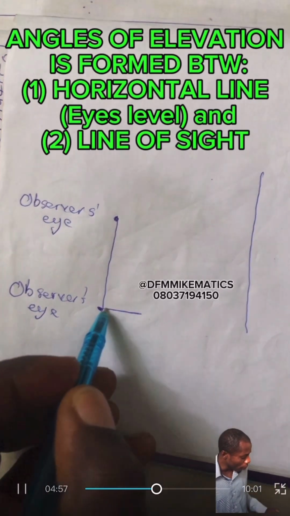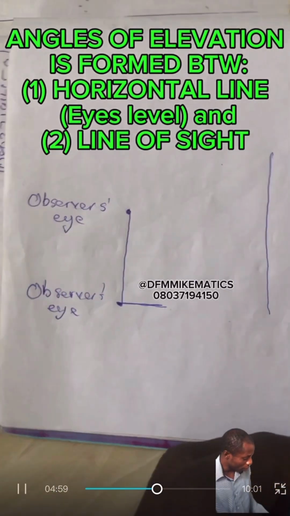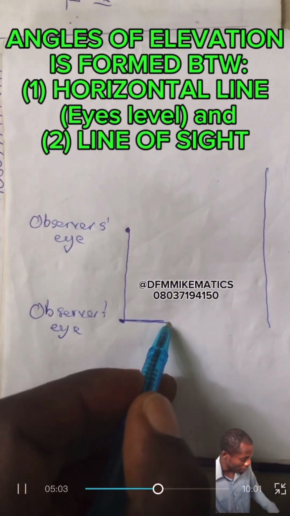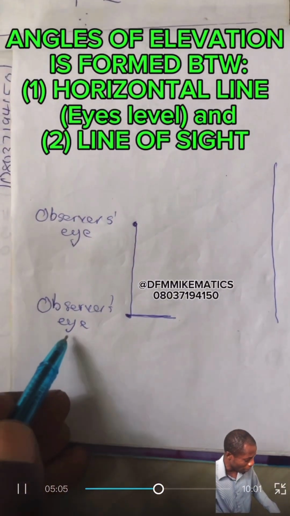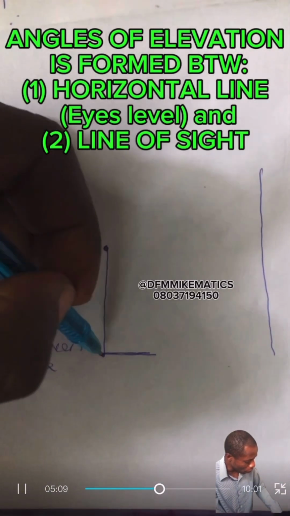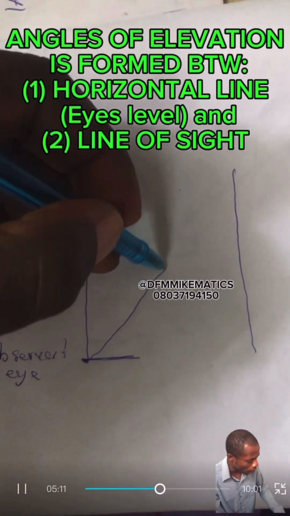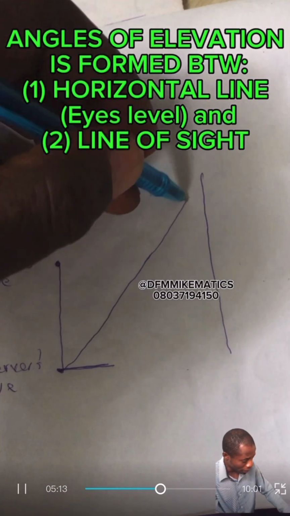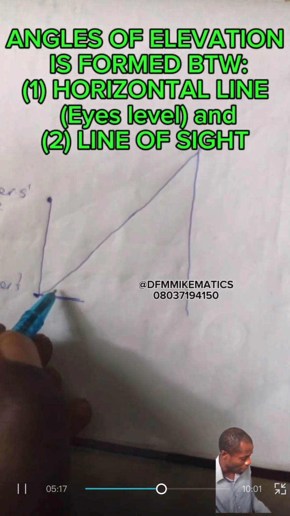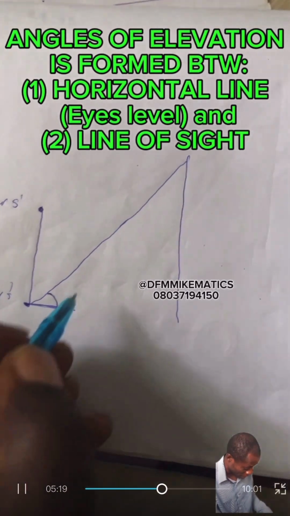Okay, so from the bottom of the tower here, you draw a horizontal line. That is where the observer is, at the bottom of the tower. Now draw a line, which is called the line of sight, from the bottom of the tower to the top of the house. Do you get that now? So between this line of sight and this horizontal, we have the angle 26 degrees here.